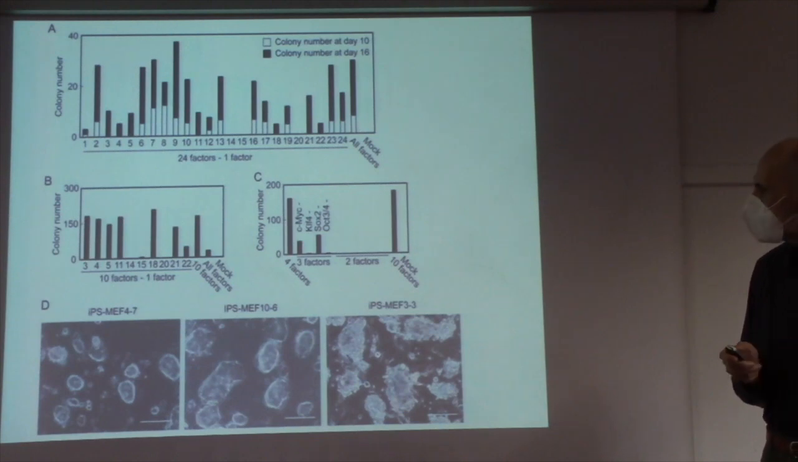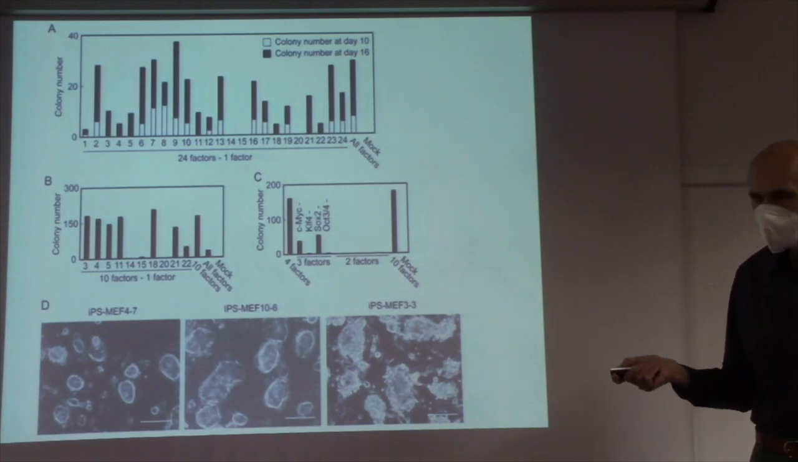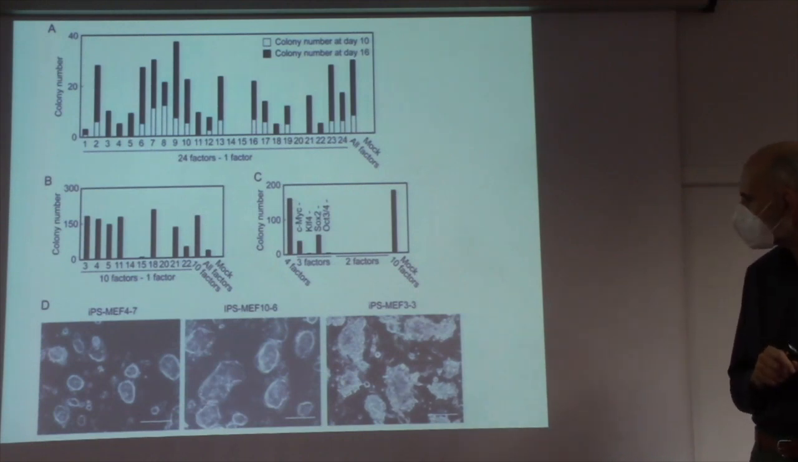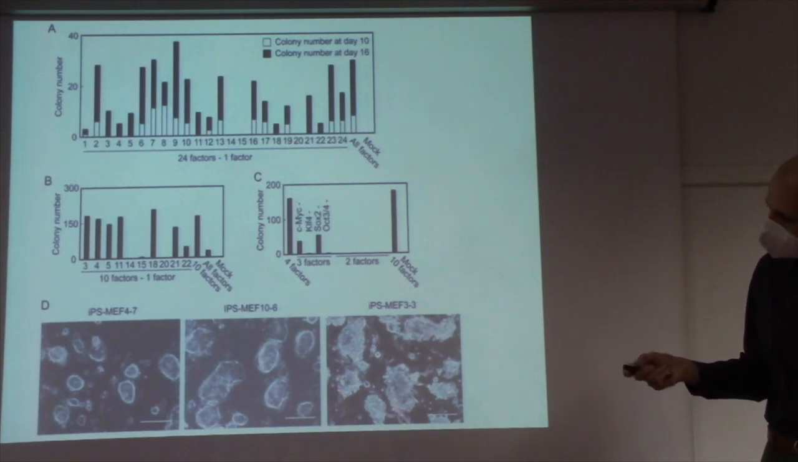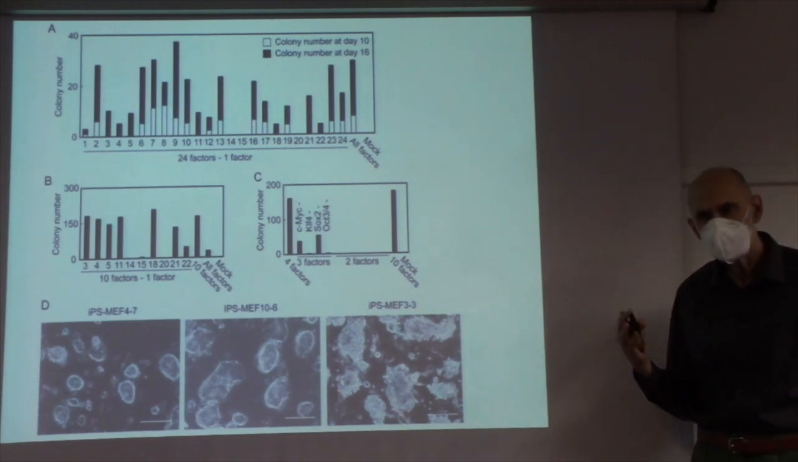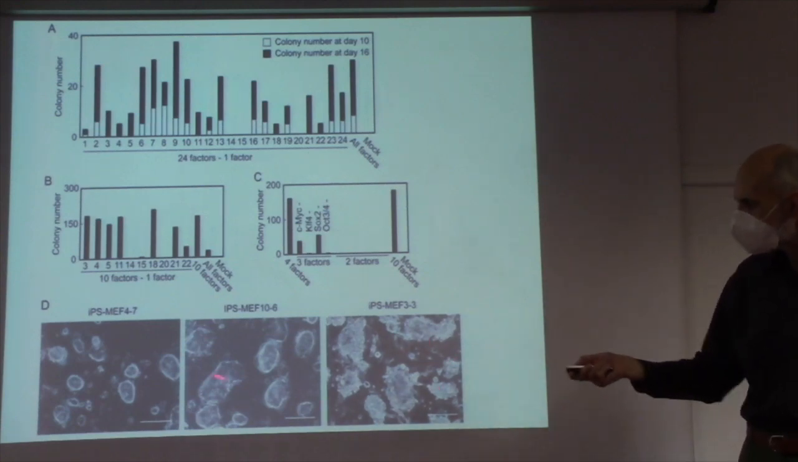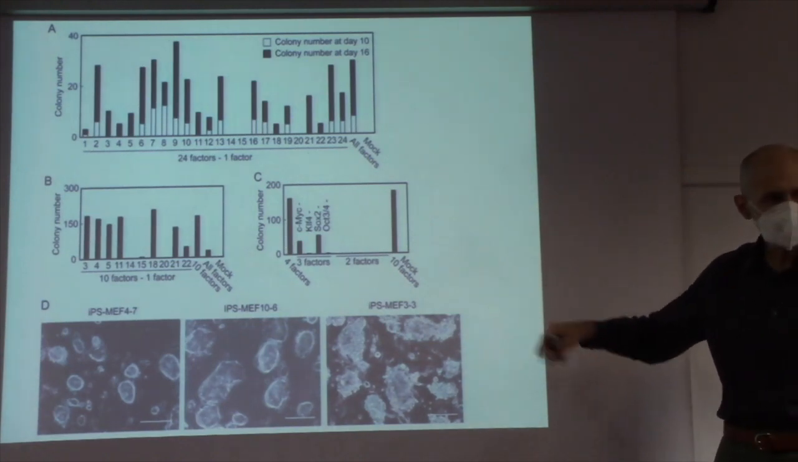And again, if you convert cells with the 4 factors here, you get cells that grow in a dish similar to embryonic stem cells, natural embryonic stem cells. If you use only 3 of those factors, yes, they no longer grow like fibroblasts, but they don't grow like these. So you seem to need 4 factors. Okay?